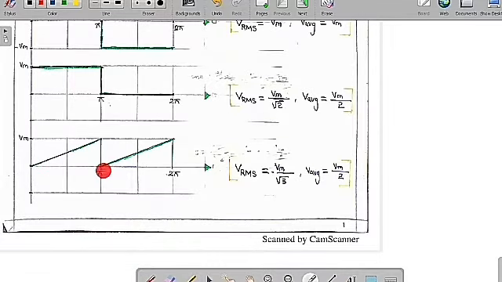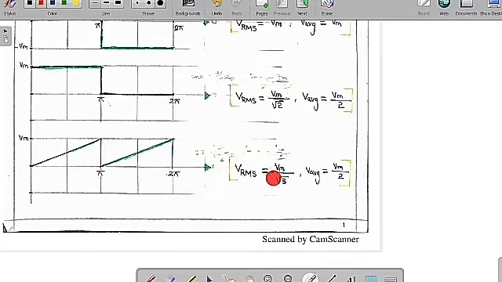Suppose you take this ramp signal in this manner with a period of pi, then we can say clearly the average value is equal to Vm by 2. If you want to know the average value, just find the area of this signal divided by the time period. The area is half into pi into Vm by pi, so you are going to get Vm by 2. The RMS value is Vm by root 3.